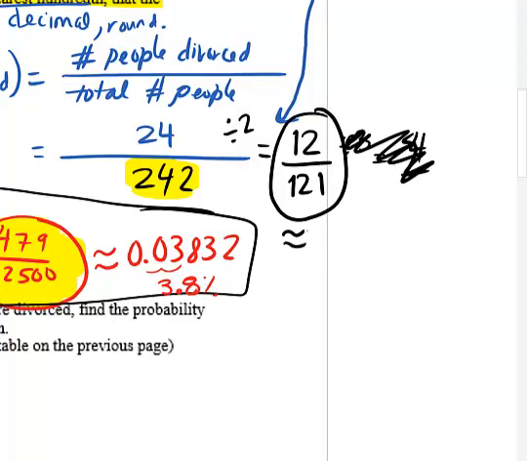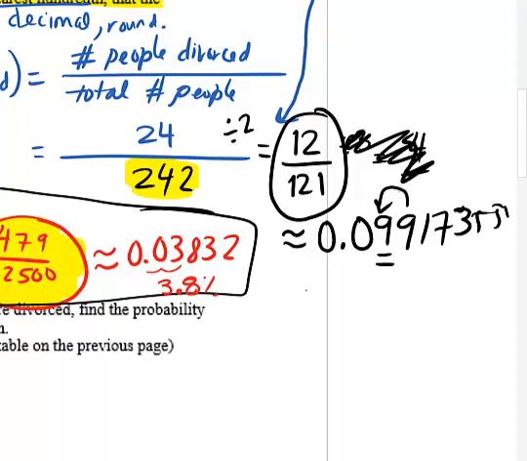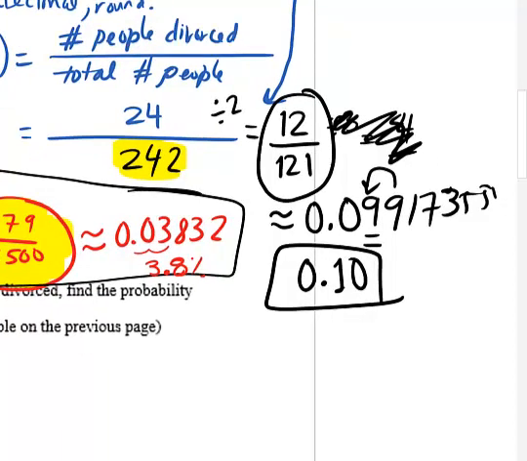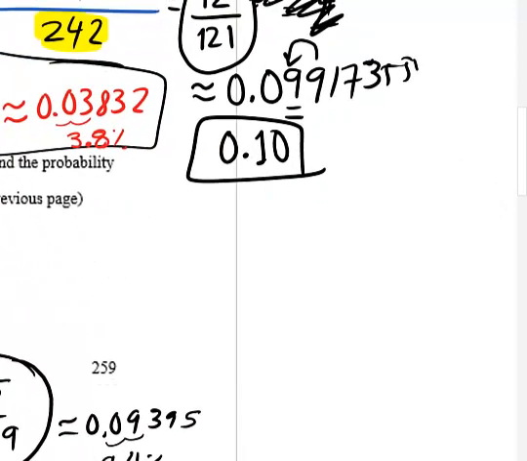So I'm going to put that in my calculator. 12 divided by 121 would be 0.0, and they want us to round it to the nearest hundredth. It looks like 0.0991735554. The hundredth place is here, so this 9 would round up to a 10, becoming 0.10. So that's how they want it. If they wanted it as a percentage, you'd move that decimal point over twice, so about 10% of the population is divorced.